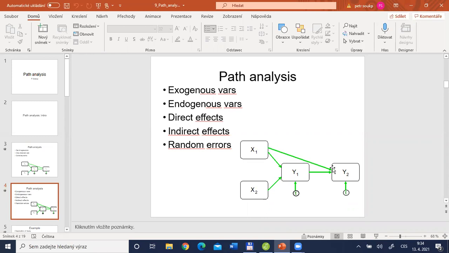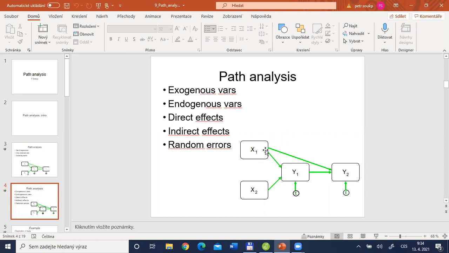So this is a direct effect. This is also a direct effect. That's also a direct effect. And this is the last one, the fourth direct effect in my model. So here is the first one, second one, third one, and the fourth one. So these are direct effects.